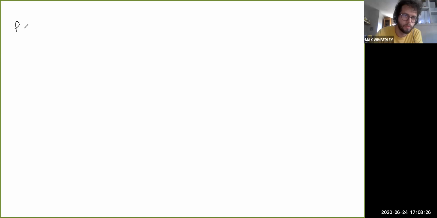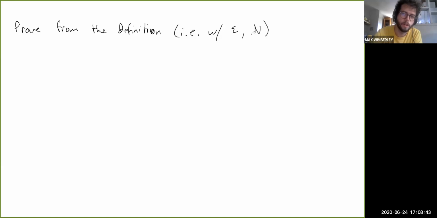Prove, from the definition, with epsilon and N, that the sequence S_n given by (1 plus sine of n) over n converges.